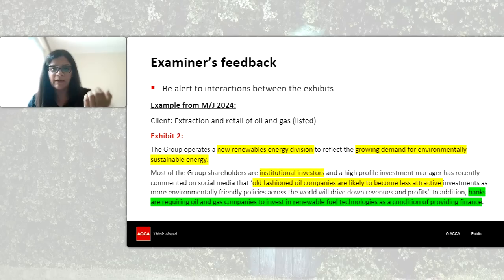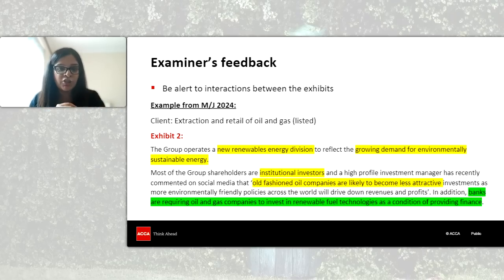So for example, I'm just going to read out the key points over here. In this exam, the March-June 24 exam, this is the level of interaction that you were expected to be alert to. The client was a listed client involved in extraction and retail of oil and gas. In Exhibit 2, which was after the partner's email, you were told that they have a new, so do not miss out on little words, they have a new renewables energy division. And this is because of the growing demand for sustainable energy.